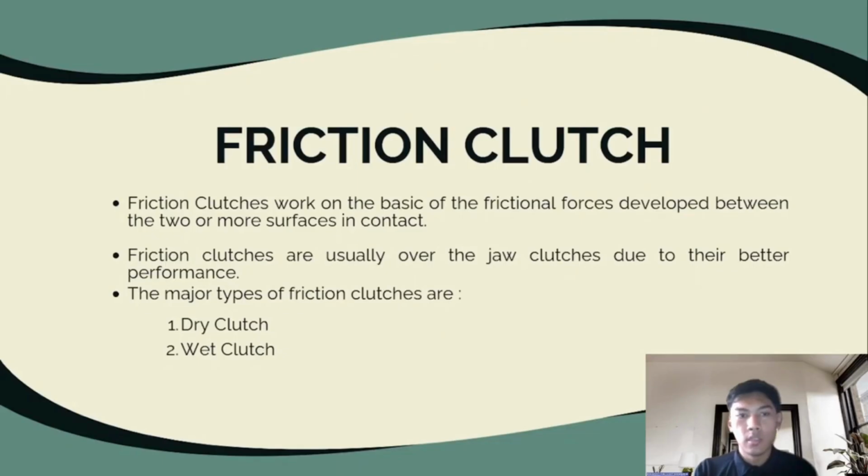Next, we go to friction clutch. How it works: friction clutch works on the basis of the frictional force developed between two or more surfaces in contact. Why choose friction clutch? Friction clutches are usually preferred over the jaw clutch due to their better performance. The major types of friction clutch are divided into two, which is dry clutch and wet clutch.